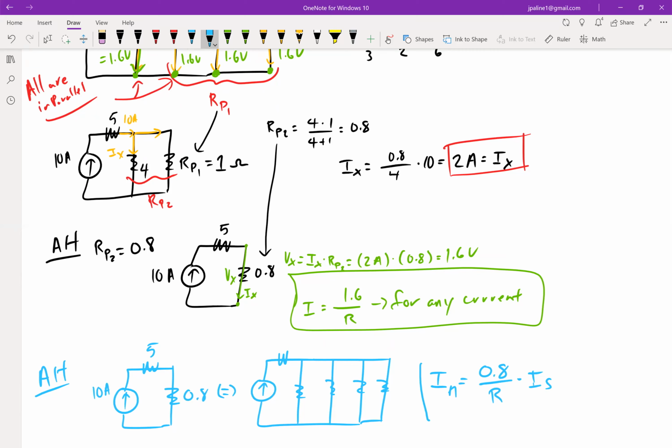So there's a lot of ways you can solve this, but I just wanted to go through every possible way that I could think of. But does anyone have any questions about this last problem?